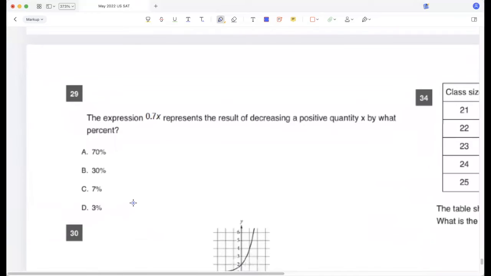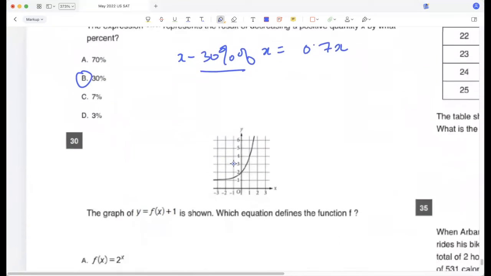The expression represents the result of decreasing a positive quantity by what percent? So that's 30%. X minus 30% of X will be 0.7x. So you're decreasing it by 30%.